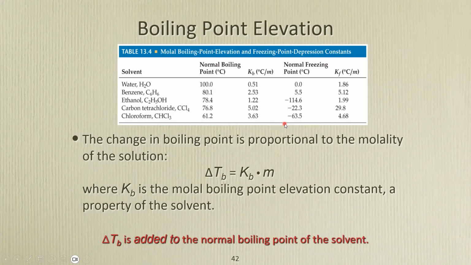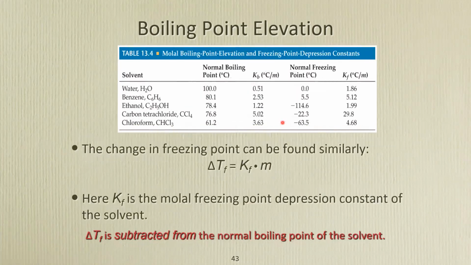And then with the freezing point, it's the exact same formula. It's just in this case, we've got a different constant here. So just note that the boiling point and freezing point constants have different values. And if you look at them, you'll notice that all of the freezing point values are larger than the corresponding boiling point constants. So when we make a solution, the freezing point is going to decrease more than the boiling point is going to elevate.